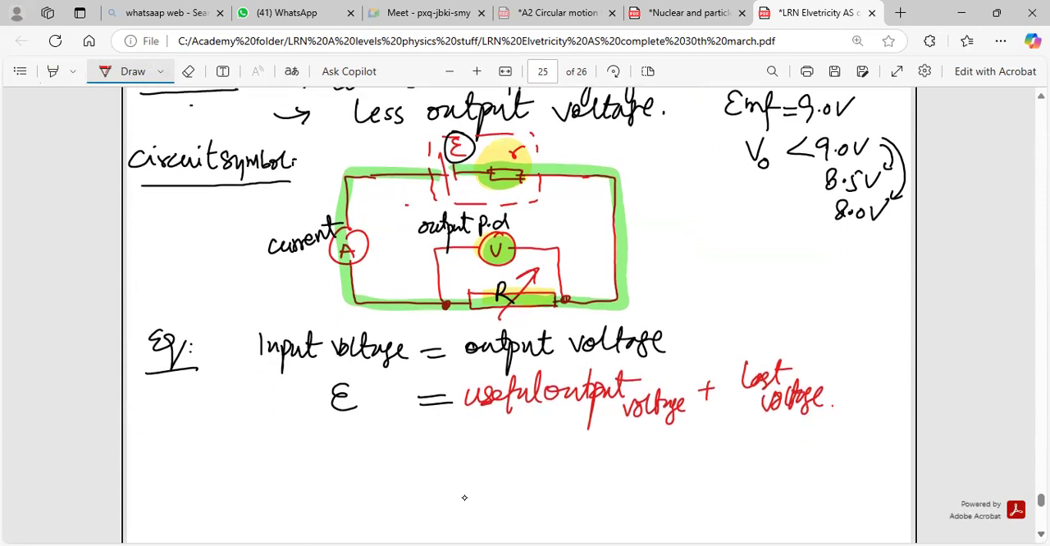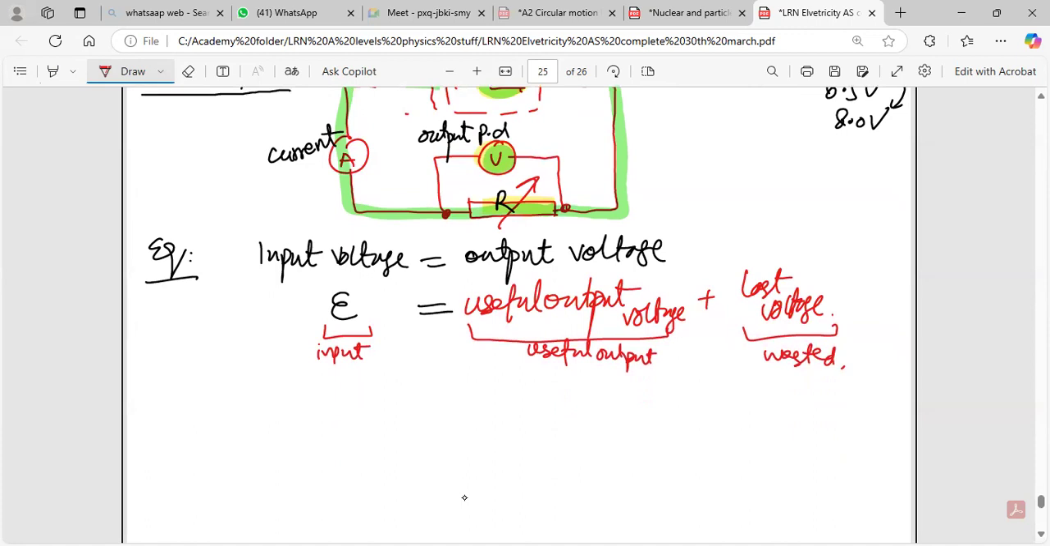This you must have studied in work, power, energy as well, efficiency. In the efficiency of any system, there is always one input, there is always a useful output, and there is always wasted output. So it is the same. This is the input, this is the useful output, and this is the wasted. So we say EMF is equal to the useful voltage, which is IR, plus the lost voltage, which is Ir.